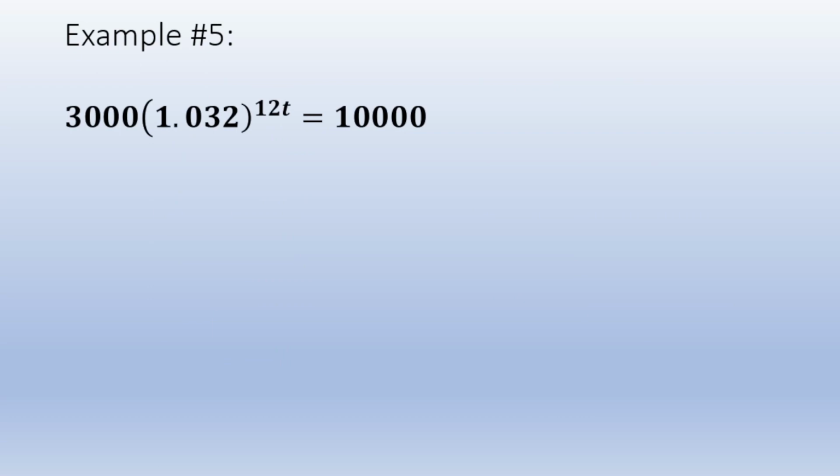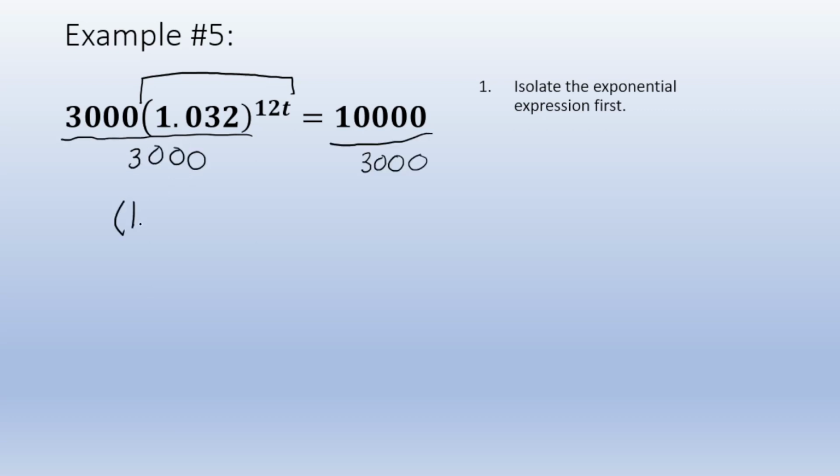Let's take a look at our next example. Here we have 3,000 times 1.032 raised to the 12t power equals 10,000. So we'll follow through with the same steps. At a particular point, we will want to take the natural log of both sides. First, however, you want to isolate the exponential expression. In this problem, the exponential expression is 1.032 raised to the 12t power. In order to isolate that, we'll need to divide both sides of the equation by 3,000. This leaves us with the equation 1.032 to the 12t power equals 10/3.